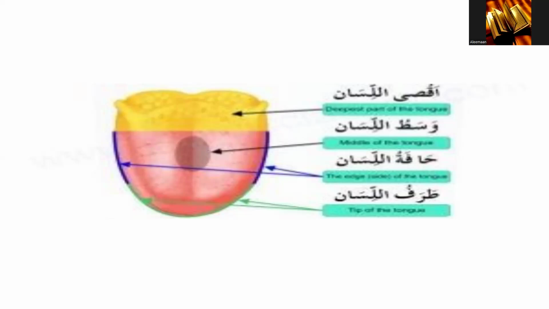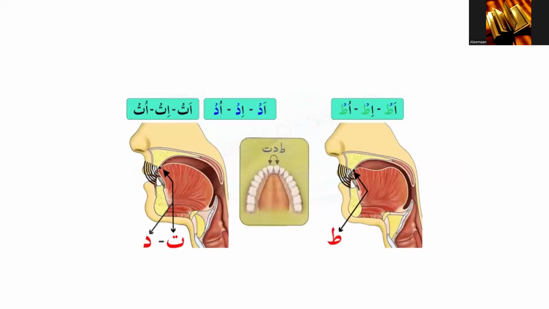Its articulation point is the front side of the tongue, whereas the dad is from the posterior side of the tongue. Very easy. Dad is at the back and lam is at the front. And this lam is also touching the front teeth. From here to here, this is a portion of the lam. This portion is touching the gums of the front teeth.